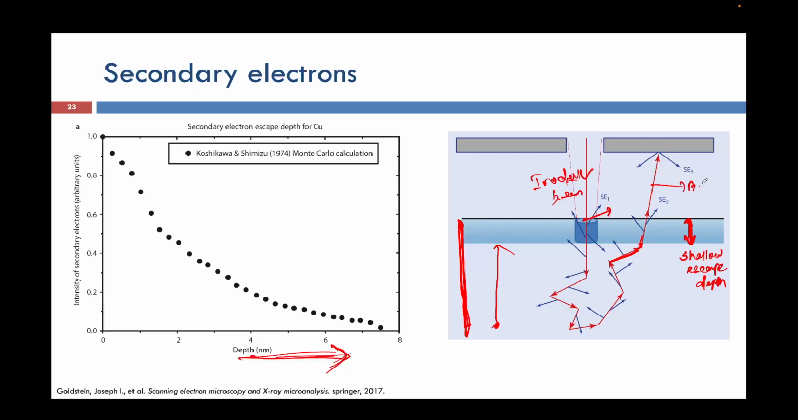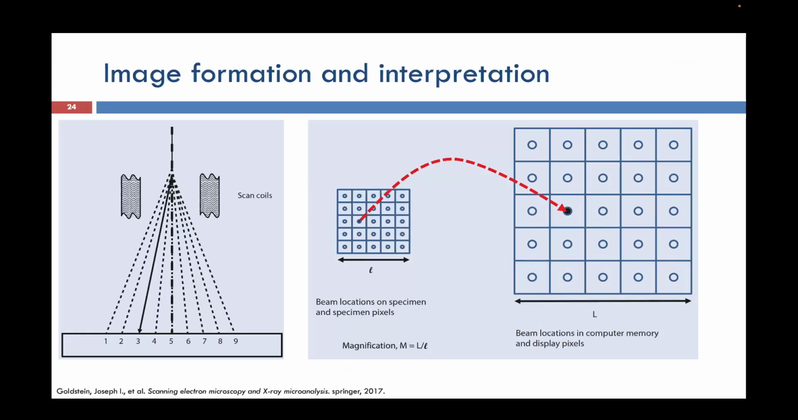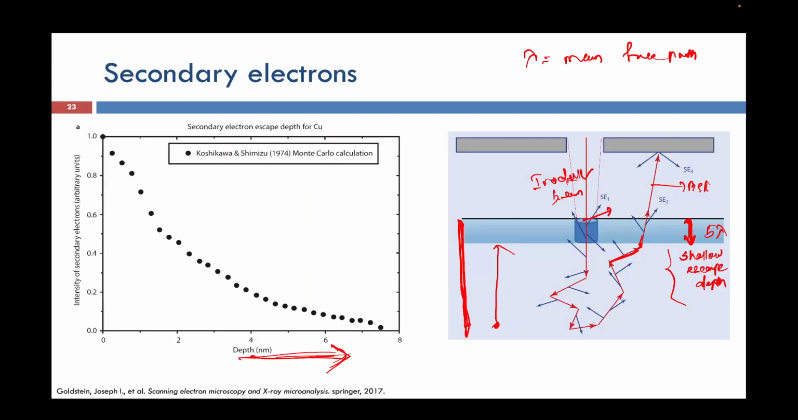Why am I talking of BSE? Because these beams are coming out of the specimen after interacting with it. So what will happen here? This depth, the shallow escape depth, is given by 5 lambda. Here lambda is not the wavelength; it is called the mean free path, and the mean free path is the path between two scattering events.